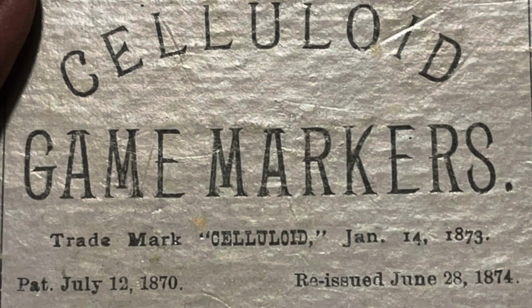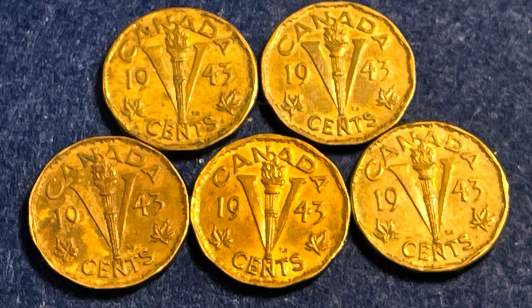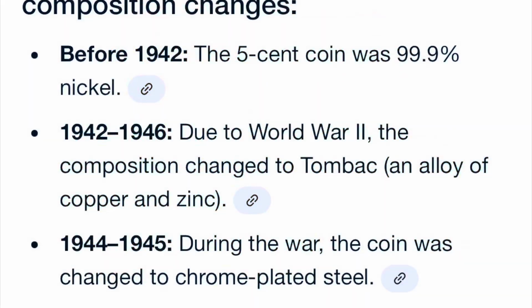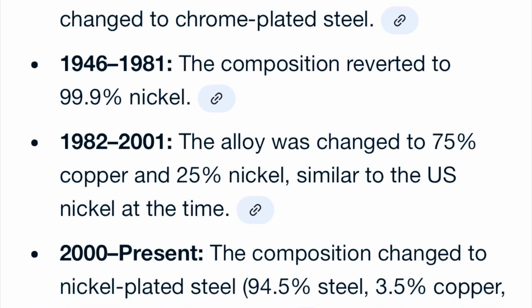Some of these boxes were interesting. These nickels made of tombac during the war. It was the same as the U.S., went to a partially silver nickel because they needed the nickel for the war effort.